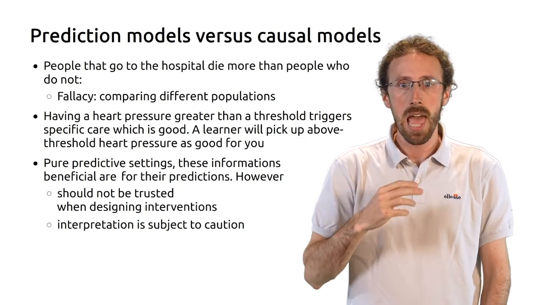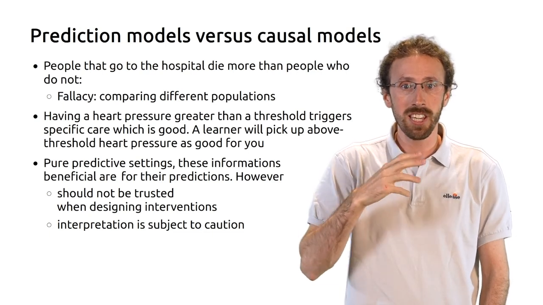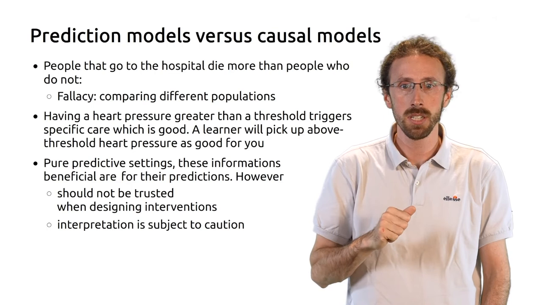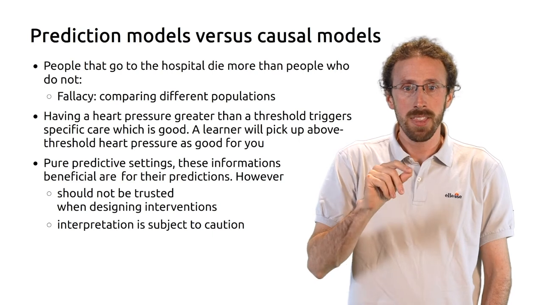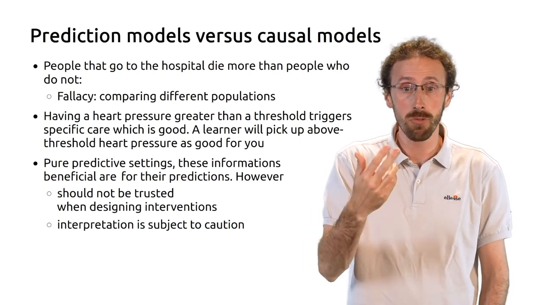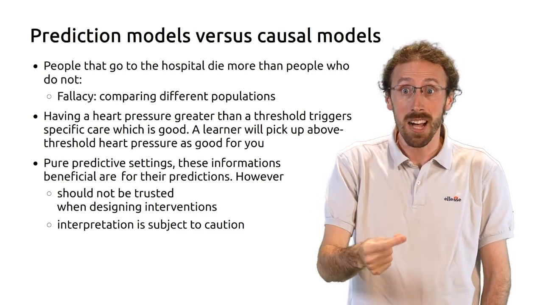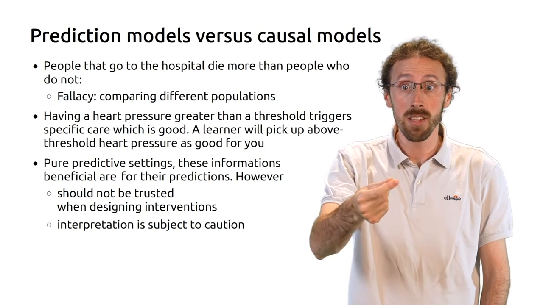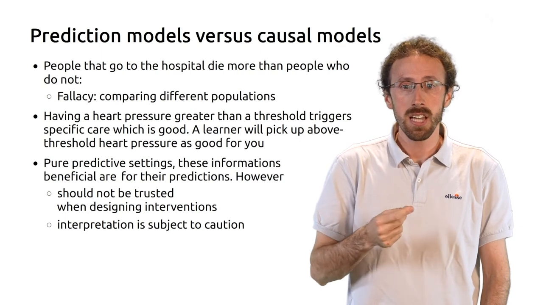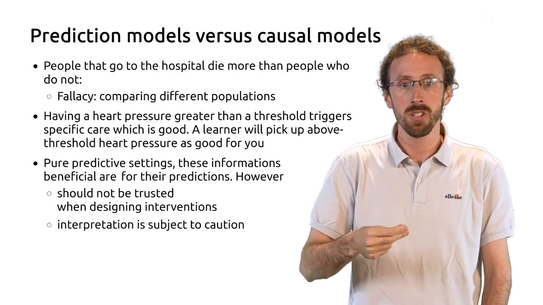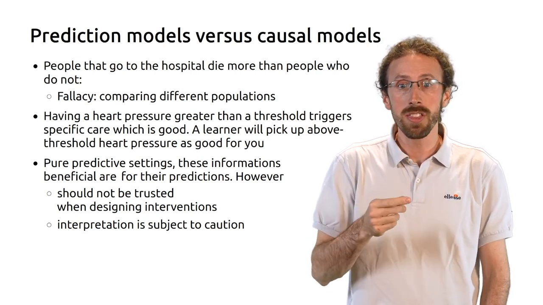Another example, having a heart pressure greater than the threshold will often trigger specific care, which is in itself good. A predictive model, a learner, will pick up that above threshold heart pressure is good for you. Now, we should not conclude that it is in itself good for you. It is mediated by the healthcare system. In pure predictive settings, this information is beneficial for the predictions. However, it should not be trusted when designing interventions.